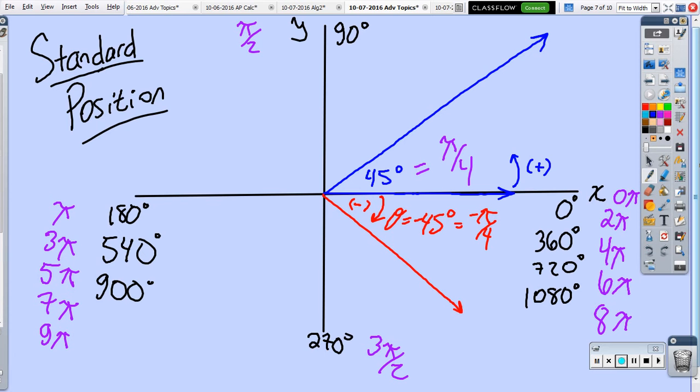And over here, half a rotation was pi. So if we wanted to repeat it for another full rotation, pi plus 2 pi is 3 pi, plus another 2 pi is 5 pi, and so forth. So these are all coterminal angles.